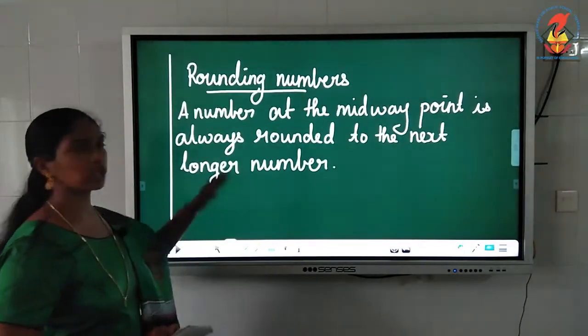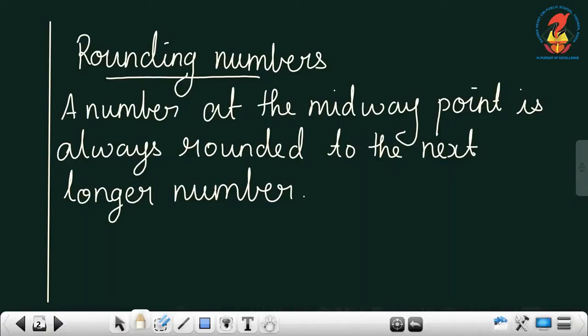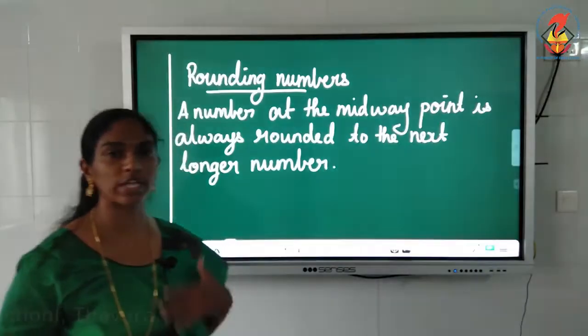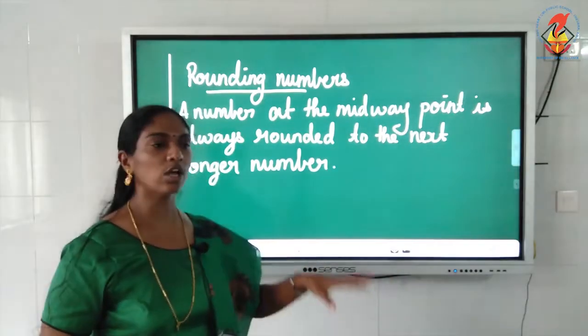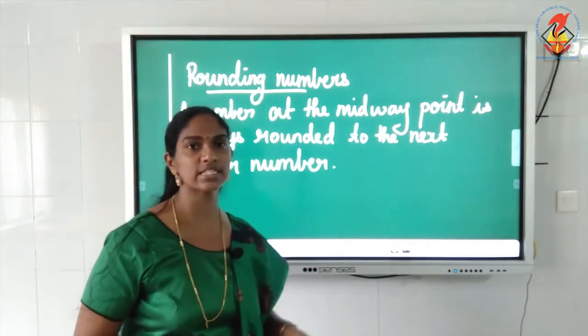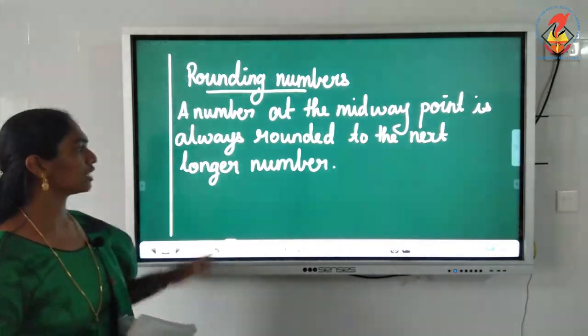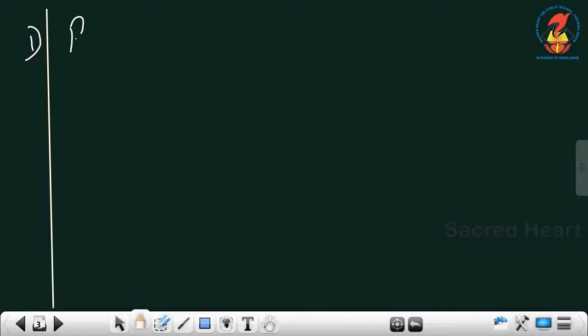Okay. So in your notebook, you just copy this. Rounding numbers. I've already told you the number that comes in the middle. We took 35. All these numbers we took. What did we do? The number at the midway point is always rounded to the next longer number. That is, it will go to the next 10 or next 100. The number which comes in the middle always goes to the next 10 and next 100. Okay. Let's copy this. First question.